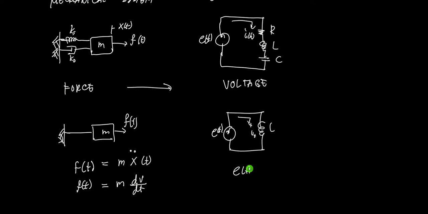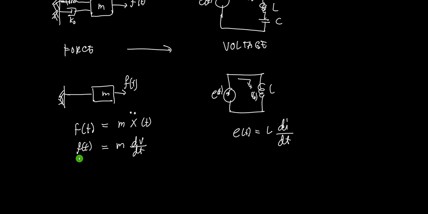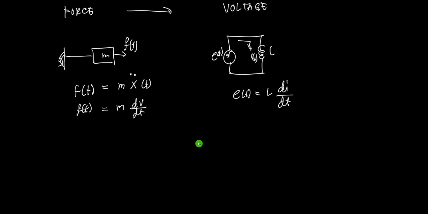E of t will be just equal to L times di/dt, the derivative of I with respect to time. And if you look at that, the force, the voltage, a derivative, and a constant. So from here, what's the equivalent? We can observe that mass M in the electrical circuit is equivalent to L, the inductance.